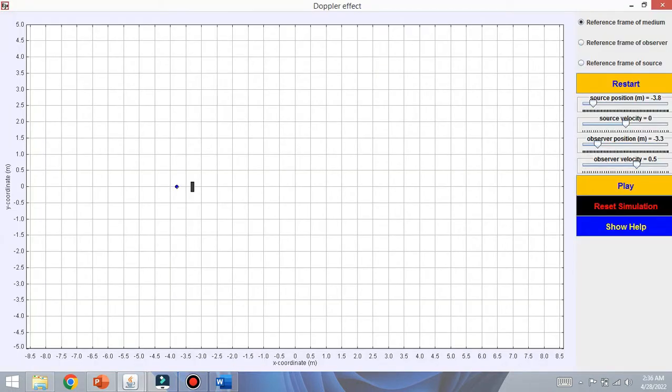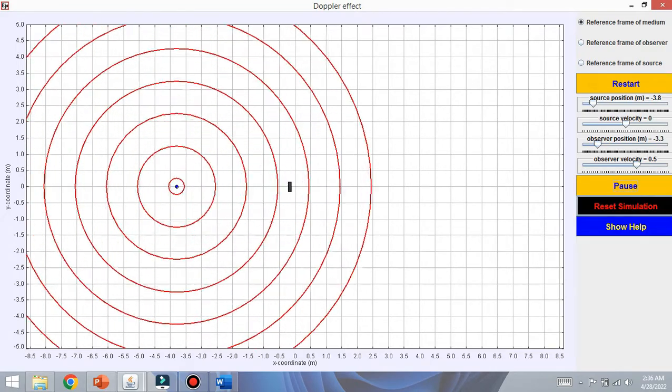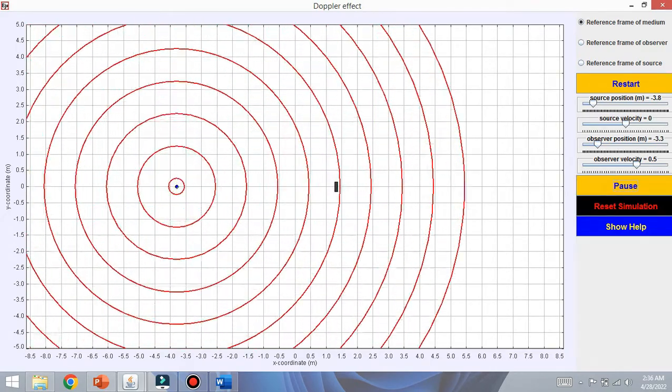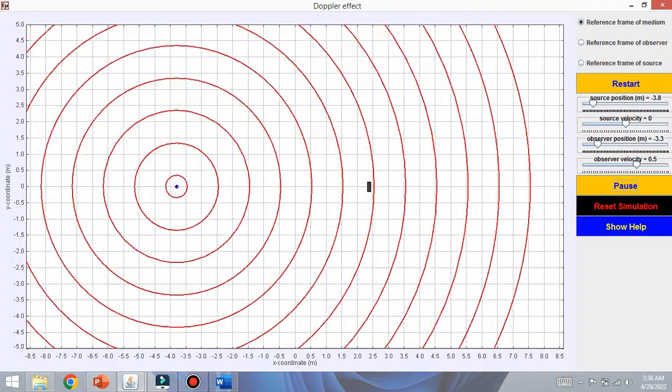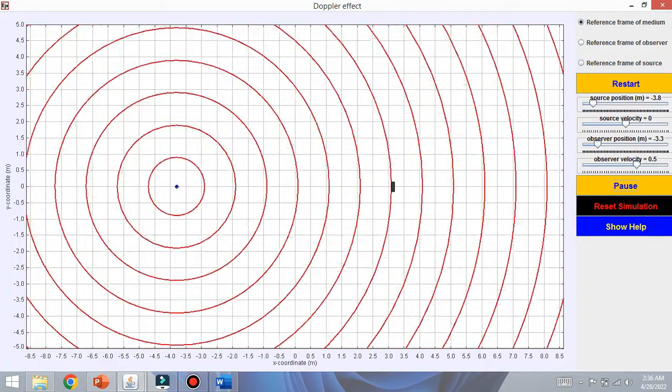So let us use this Doppler effect simulation to see how the wavelength looks from the perspective of the moving observer. I set here the source velocity equals 0 and the observer velocity is towards the right, or positive. So this is how it looks from the perspective of the moving observer. The observer now is moving away, but there is no shift of wavelength. The wavelength is the same.